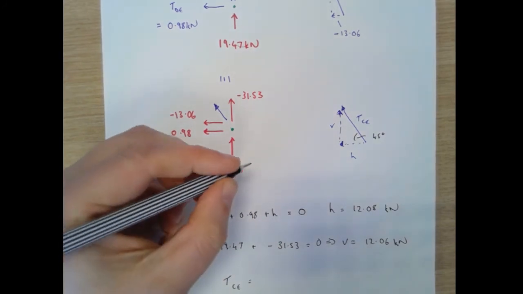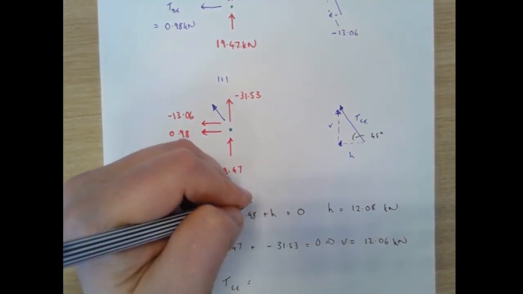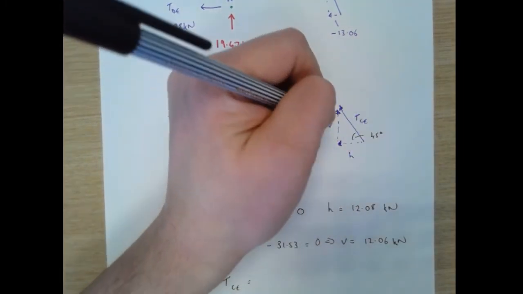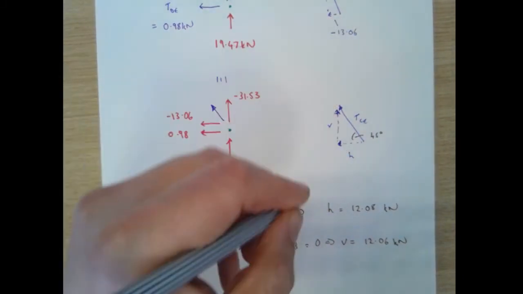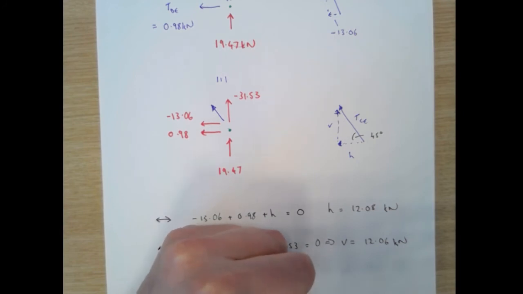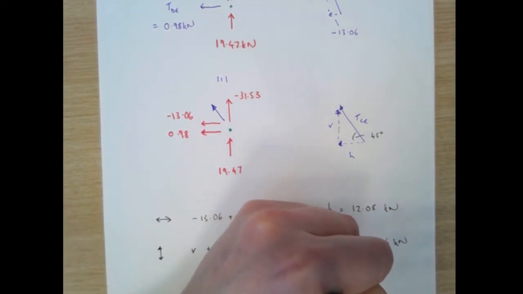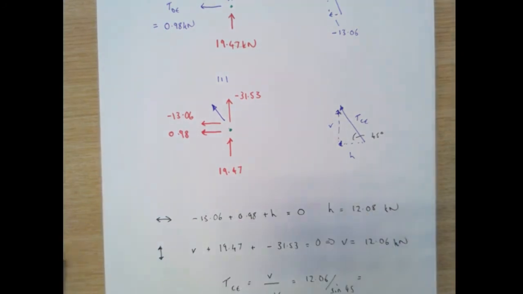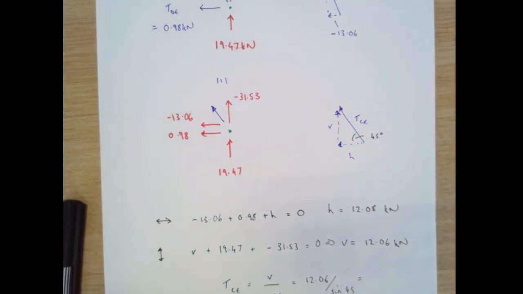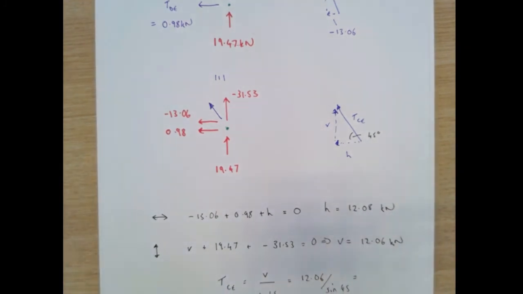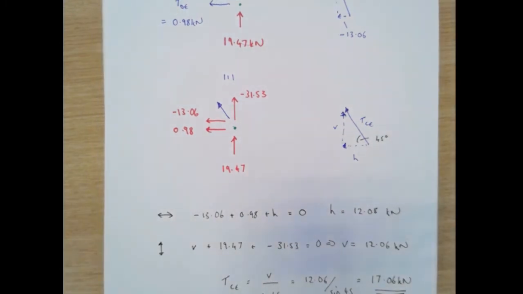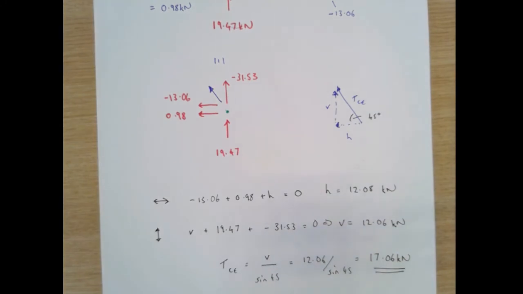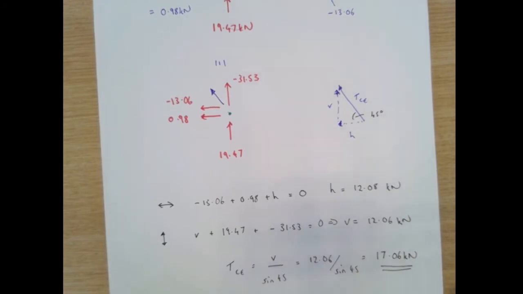TCE is going to be sine 45 is opposite over hypotenuse, V over TCE. TCE is V over sine 45, which equals 12.06 divided by sine 45, which equals 17.06 kilonewtons. And that's our answer. And now we've been around and calculated the tension, the force in every single member.